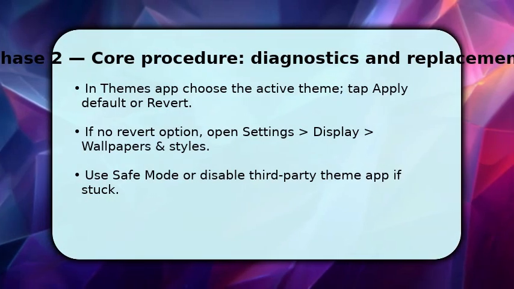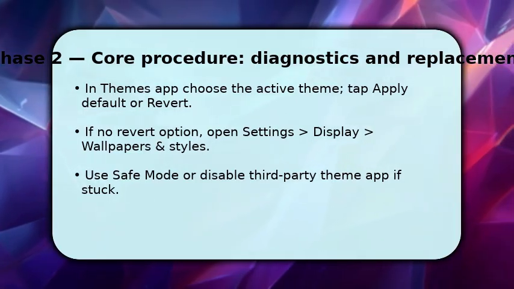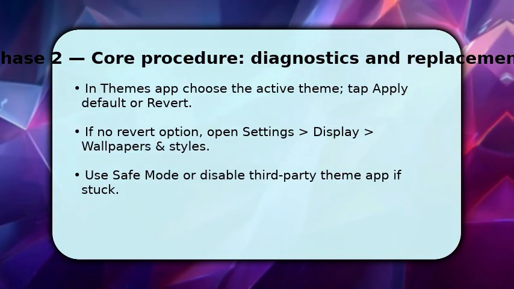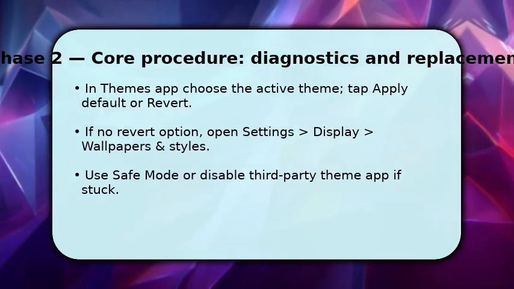You now revert the phone to the system theme so visuals, icons, and fonts return to stock. Open the active theme in Themes and tap Apply Default or Revert. That immediately restores MIUI defaults.